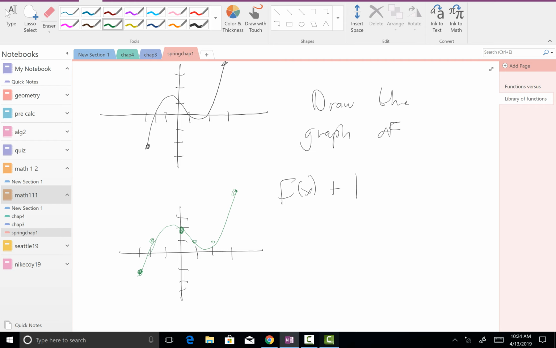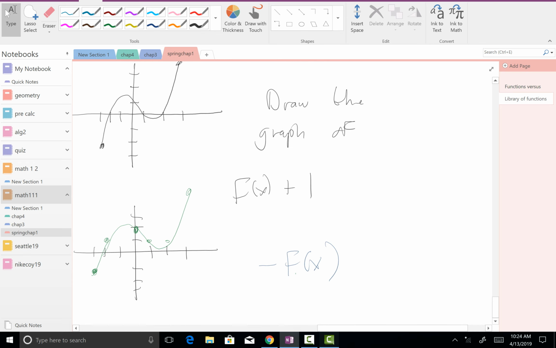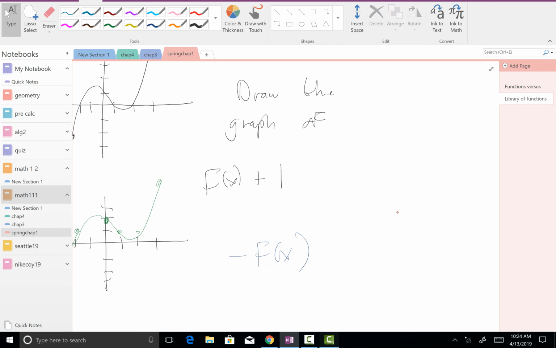All right. So we passed that. We're moving along here. Let's do this one. Negative f of x. Let's just do negative f of x. I want to do it one step at a time here. So negative f of x. Now what's going to happen to this graph here? It's going to reflect over the x.